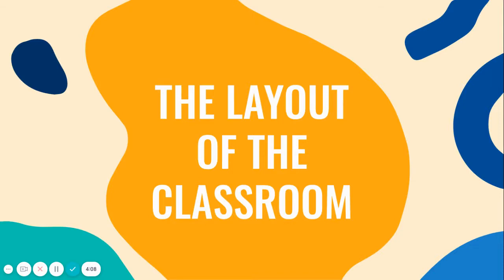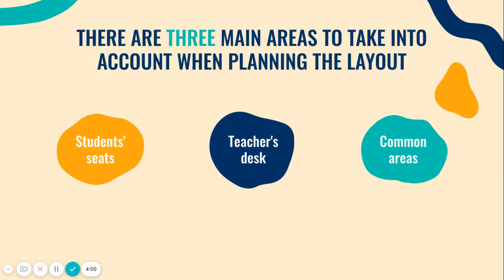So first we have the layout of the classroom. This is the arrangements that you make regarding the furniture that there is in the class. And there are three main areas to take into account when planning the layout of the class: students' seats, teacher's desk, and common areas.